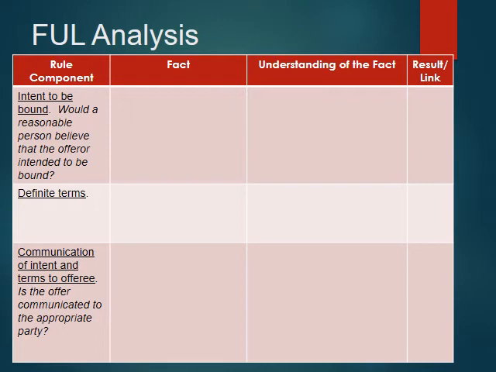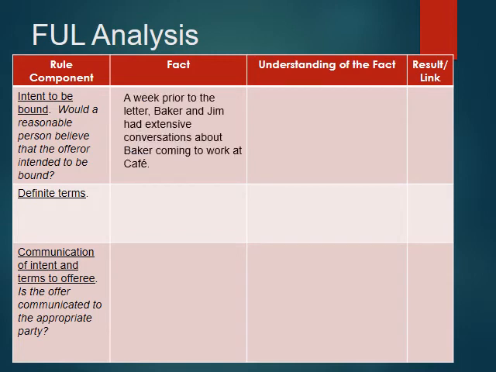So let's get back to our question here. What's the rule component that we identified first? First, an intent to be bound. That is, would a reasonable person believe that the offeror intended to be bound? What's the fact that's relevant? Well, here, a week prior to the letter, Baker and Jim had extensive conversations about Baker coming to work at the cafe. That's pretty good evidence of an intent to be bound.